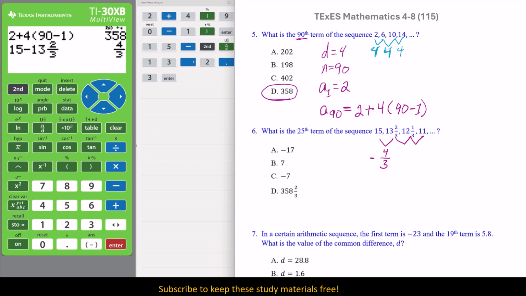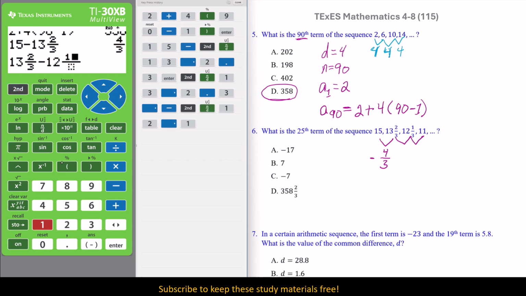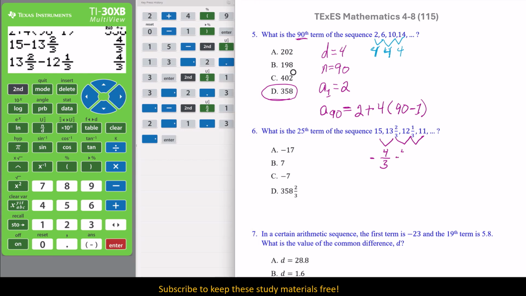Now, let's go back and put in that 13 and 2/3 again. Make sure you arrow all the way over. Now we are subtracting 12 and 1/3. Again, we're going to need our mixed number setup. 12, 1 over 3. Okay, and enter. And yeah, looks like the difference is 4/3 each time. So this tells me that d equals 4/3.